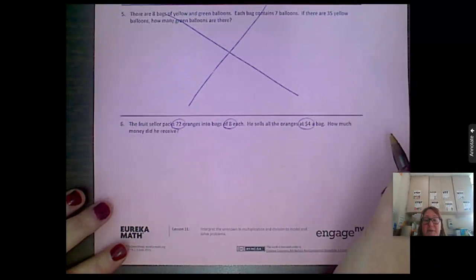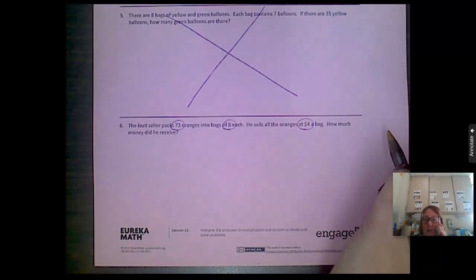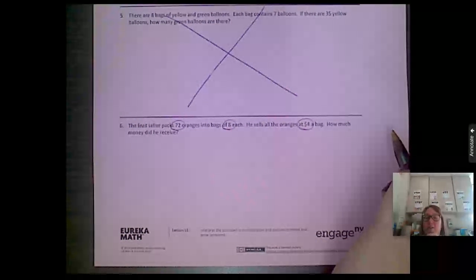There's 3 numbers, right? So if there's more than 2 numbers, what does that possibly signal to us? That it might be a 2-step problem. Good. So just a little heads up to be looking at that one, okay?